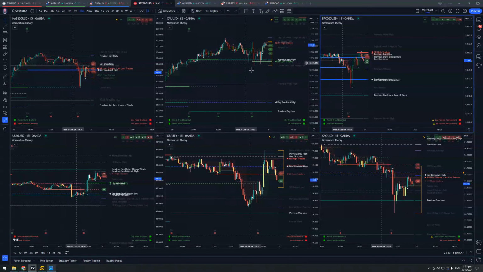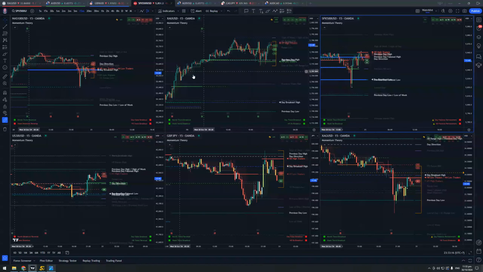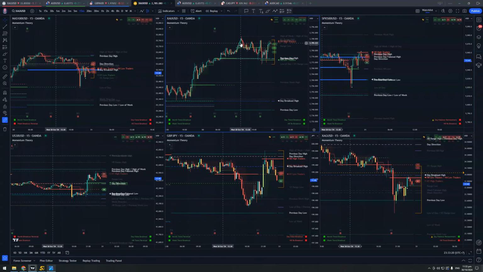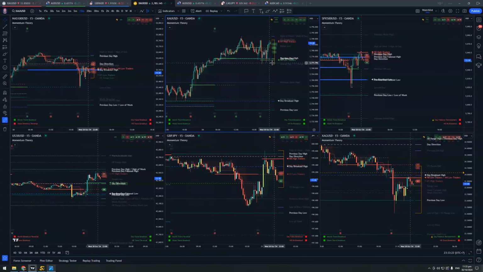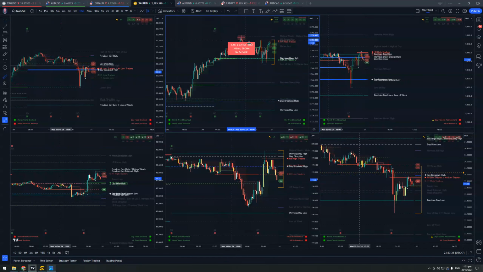Gold was already too high up. I got taken out on this move down, kind of annoying. I took a gold buy from here, held it all the way through, moved my stop loss right below this previous day high, and I got taken out on this move down. So gave back quite a bit. It's always annoying when that happens, but that's just the way it goes.